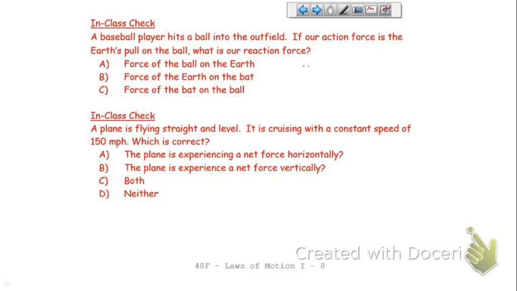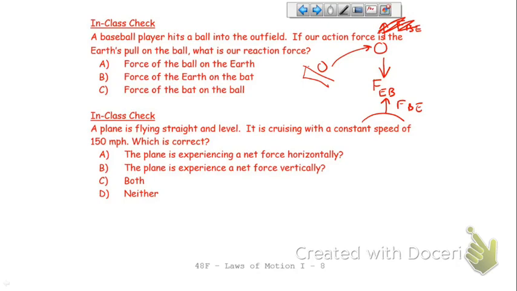So baseball player hits a ball into the outfield. If the action force is the Earth's pull on the ball, the force of the Earth on the ball, what is the reaction force? Ball on the Earth. So, I'm sorry, ball on the Earth. So this is an action-reaction pair.